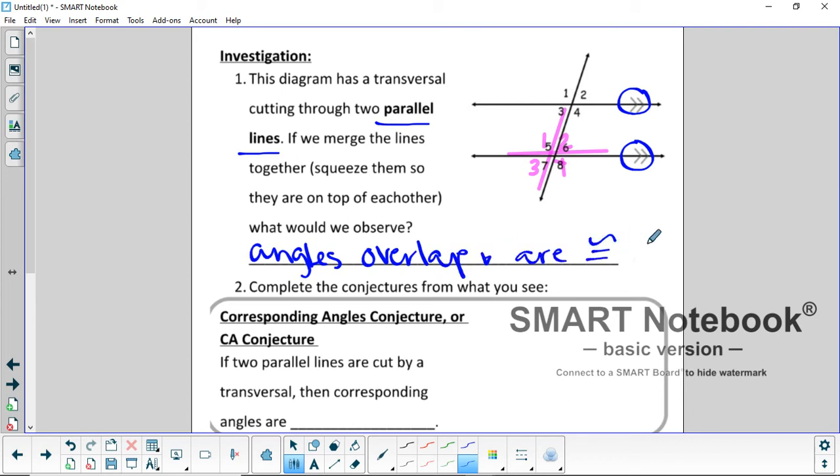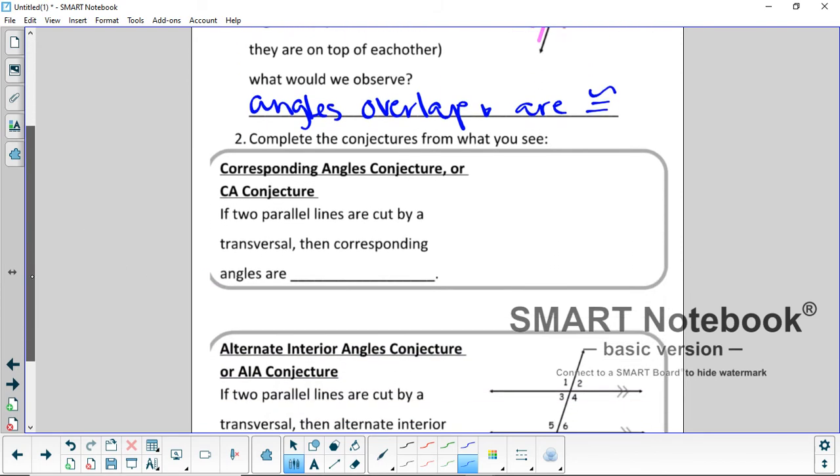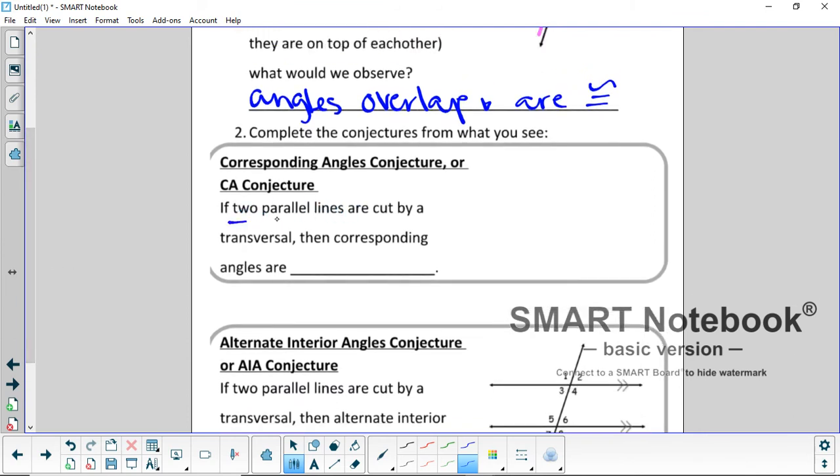Now remember, that's the symbol for congruent. So when this happens, these are corresponding angles. 1 and 5 are corresponding, 2 and 6, 4 and 8, 3 and 7. So that means corresponding angles on parallel lines are congruent or equal.